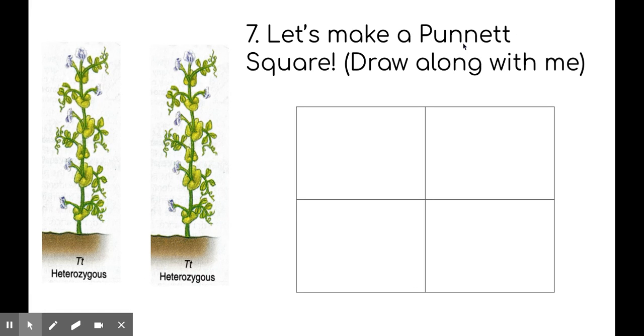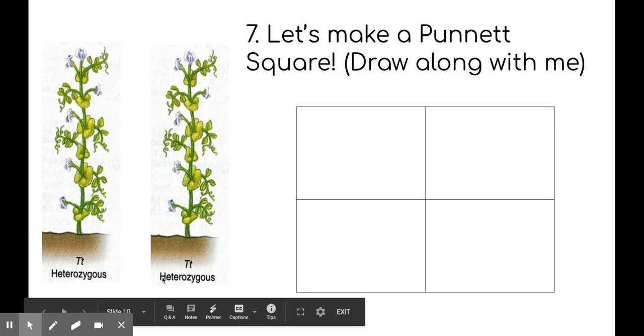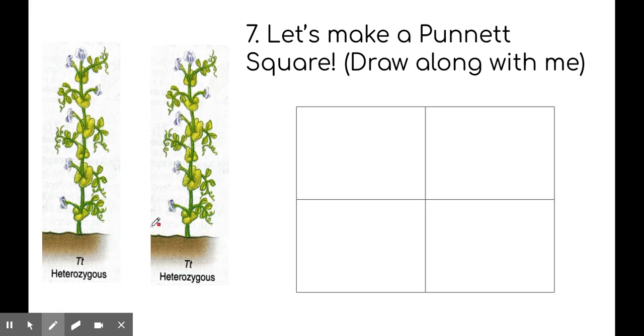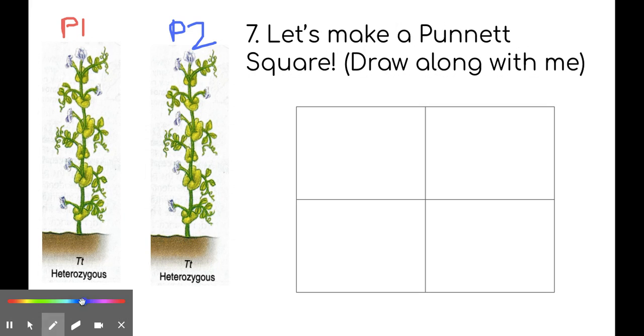There was a man whose last name was Punnett, and he invented this way of making a prediction to see what possible offspring we could get from these two parents. So here's how we're going to do this. I'm going to show you how we can use the parent genotypes to write them onto the Punnett square so we can predict the offspring. Let's call this plant parent 1, and I'll put them in red. And then let's call this plant parent 2, and we'll put them in blue.